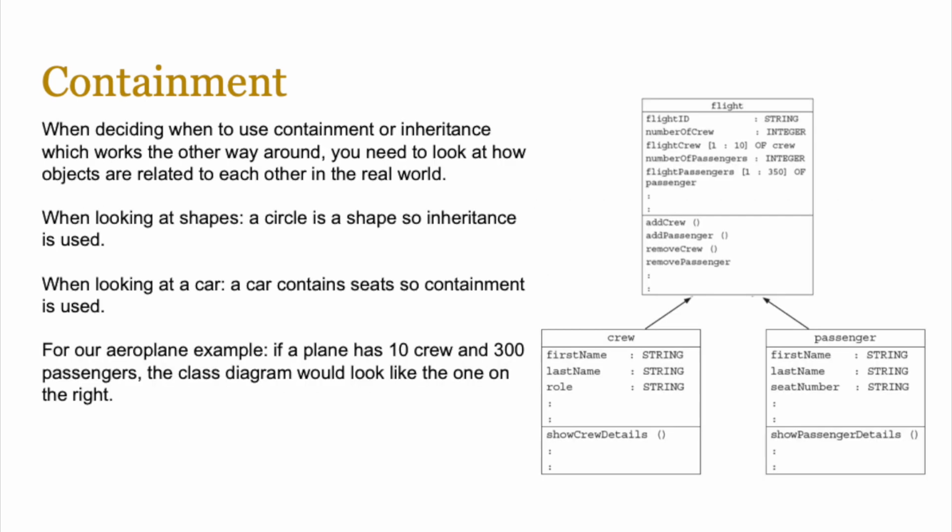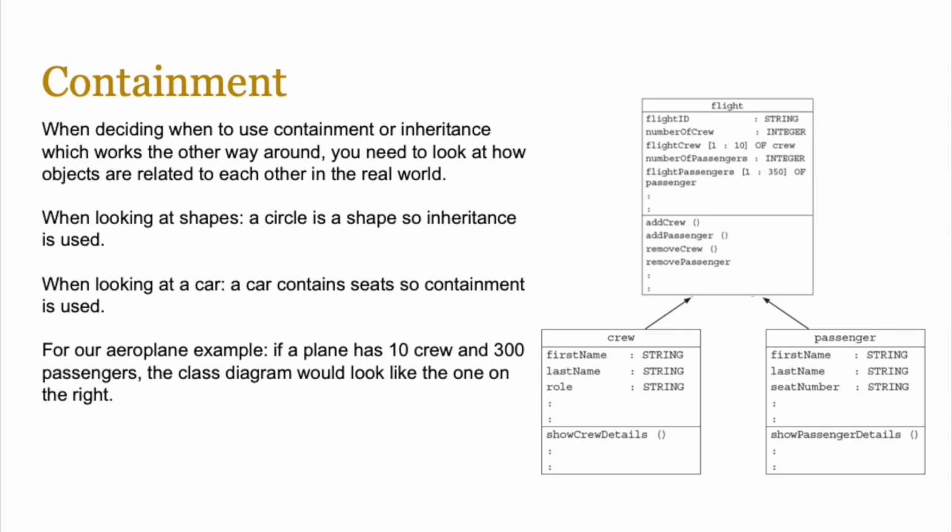So when deciding when to use containment or inheritance, which works the other way around, you need to look at how objects are related to each other in the real world. So when looking at shapes, think about this. A circle is a shape, so inheritance is used. When looking at a car contains seats, so containment is used.